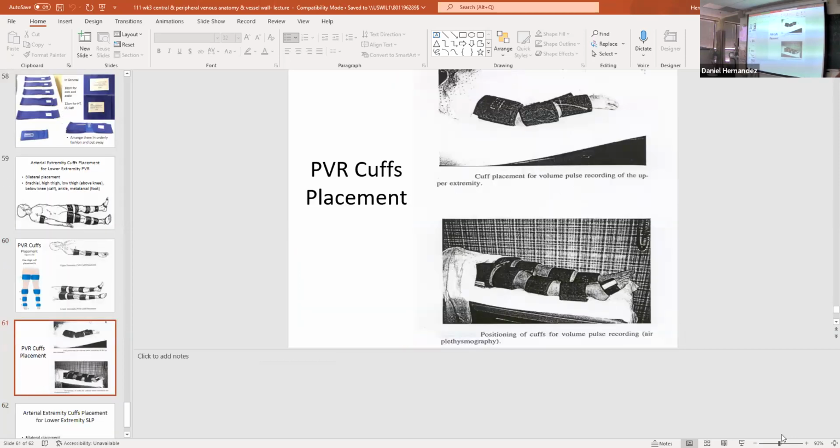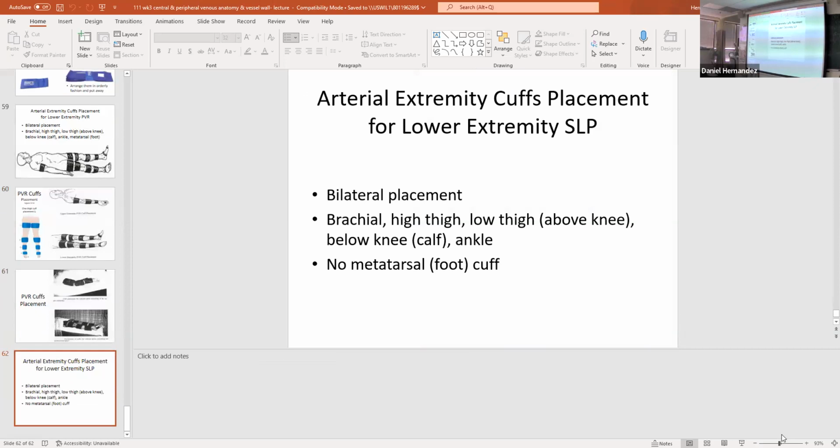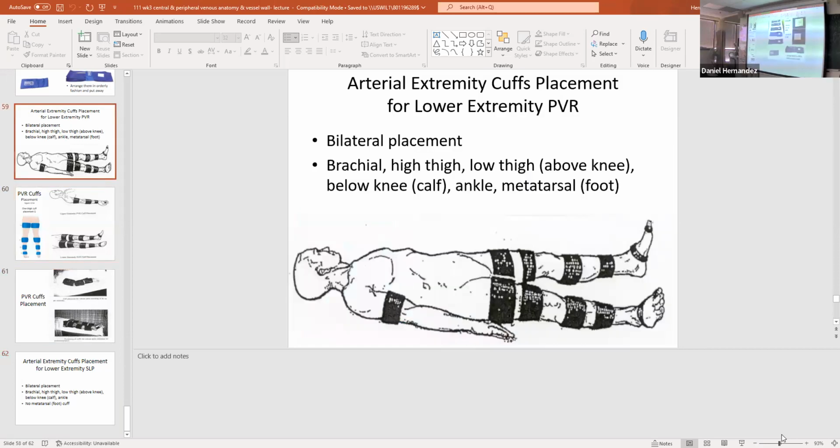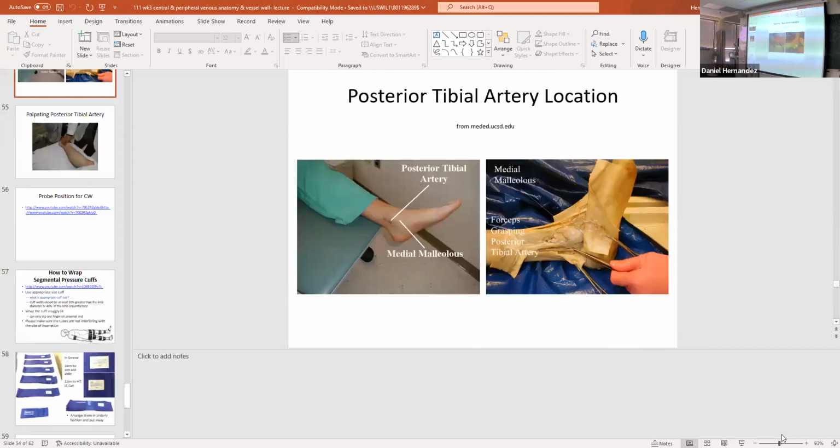This is just showing good cuff placement. So this is arterial cuff placement for lower extremity segmental pressure. When we're actually getting the pressures, we remove that metatarsal cuff. But we'll go over that in lab, just for your reference.